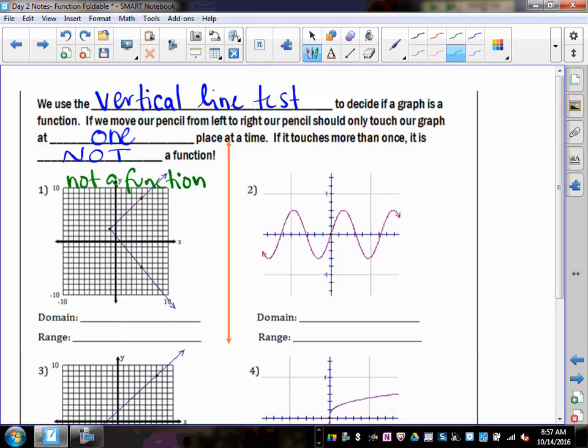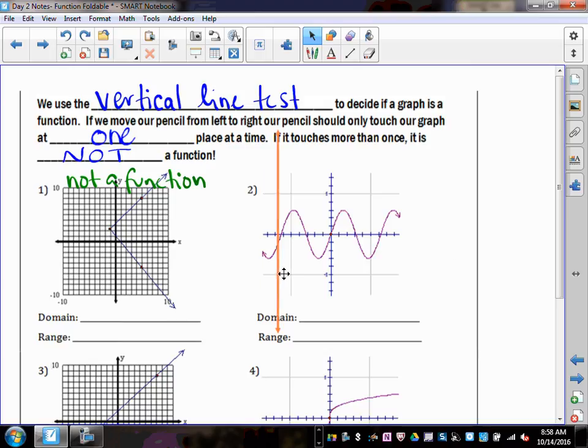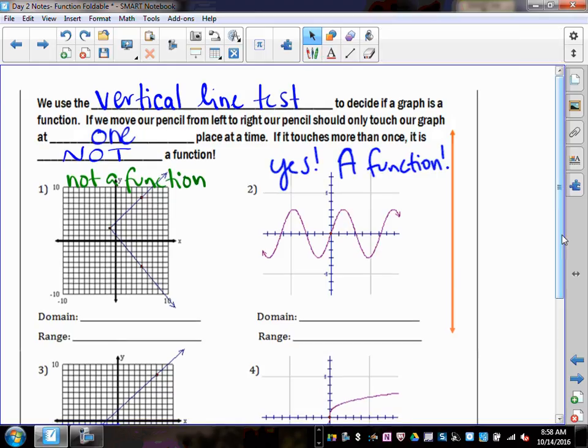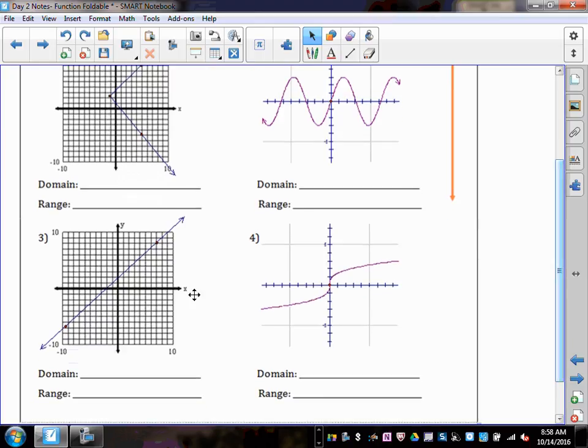Let's go ahead and first decide if these are functions, and then we'll go back and do domain and range, because we have to write it a little bit different because we have graphs here. Okay, so let's decide our next one here. Is number 2 a function? Yeah, even though it's curvy and wavy and kind of crazy, all along it's only hitting in one point. So this is a function. All right, how about number 3? Number 3 a function? Yeah, that's a function.